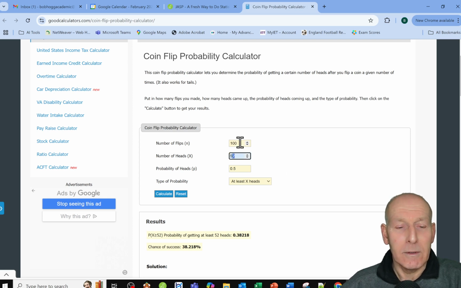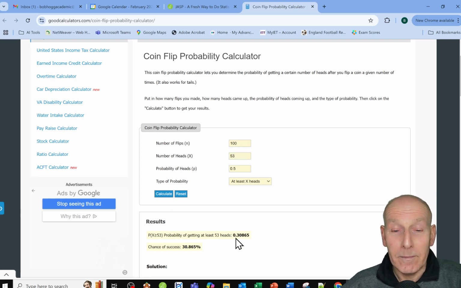What about 53? Still happy? Probability is 0.3 or 30%. What about 54? It's starting to go down. In other words, it's starting to be less likely if it's a fair coin. What about 55? Now it's getting quite low, so this is getting quite unusual for a fair coin.